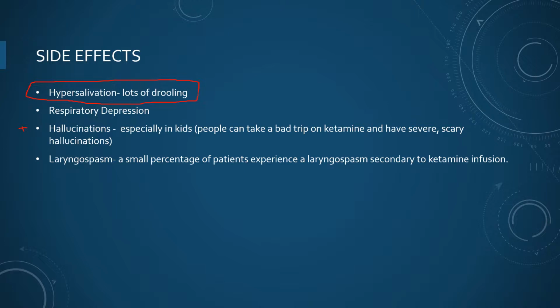Now here, hallucinations. Especially in pediatric patients, if you do a sedation dose of ketamine, and then as they start to come out of it, they can have really bad emergence reactions. So as that ketamine is starting to wear off, they can have a really bad emergence reaction and like see dragons on the wall and stuff. People can also take a bad trip, and they can have really severe and vivid hallucinations. So, like I said, it's more common in kids than adults, but it can happen in adults. And laryngospasm. A very small percentage of patients experience a random laryngospasm secondary to ketamine infusion. If that happens, you should just be prepared to manage the airway via oxygen administration and positive pressure.